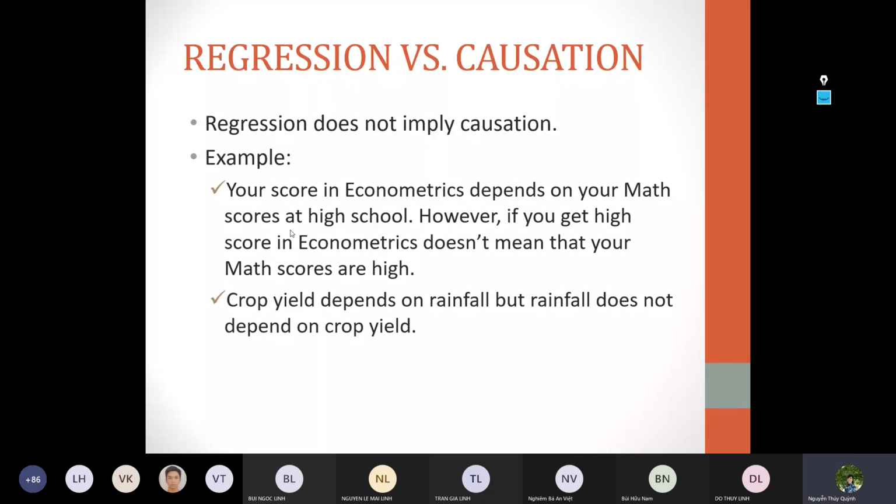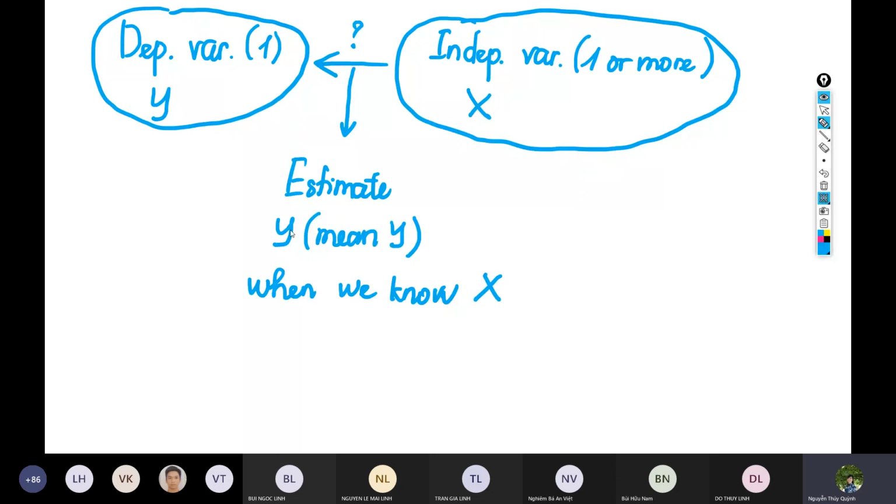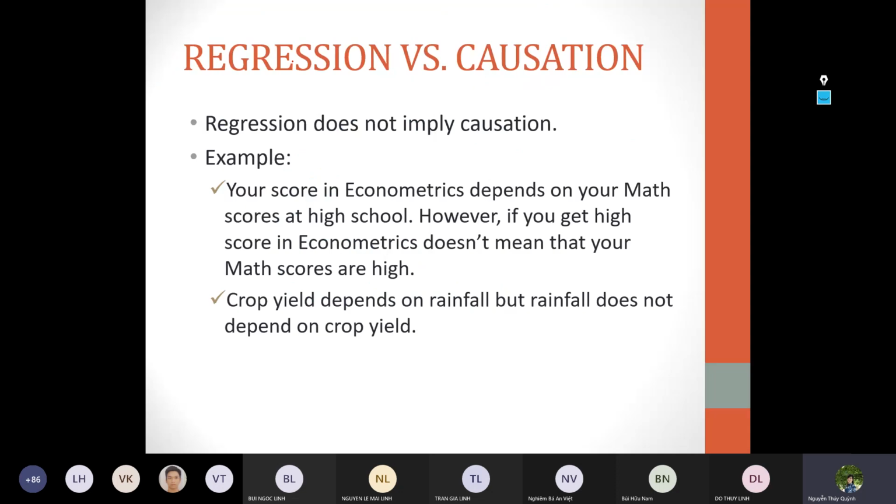So as you see in this figure, the relationship between the dependent variable and the independent variables here is a one-way relationship. That means we want to know how the independent variables affect the dependent variable. But causation is a two-way relationship. X affects Y, and Y also affects the value of X. So that's why regression does not imply causation.